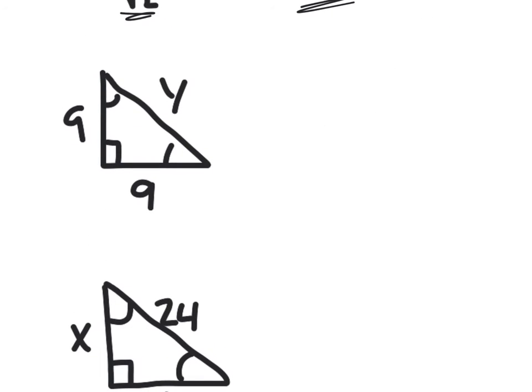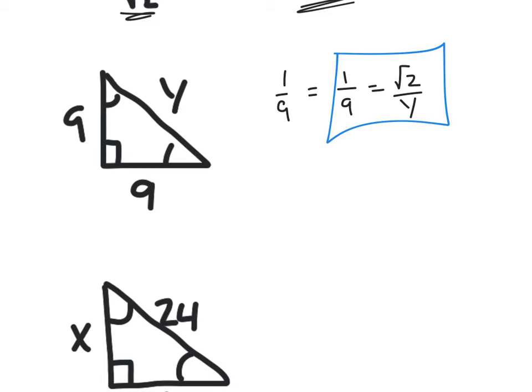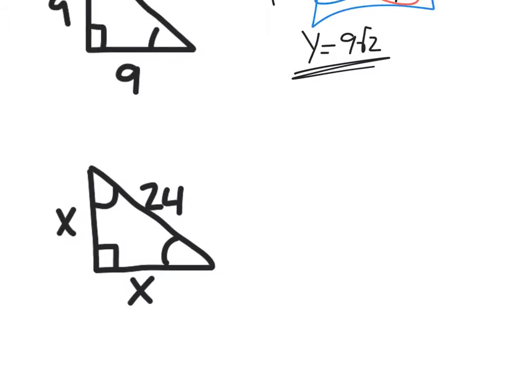Next one, 1, 1, square root of 2. So 9, 9, and y. Solve that proportion. 1 times y equals 9 times square root of 2. And there we go. Last one.